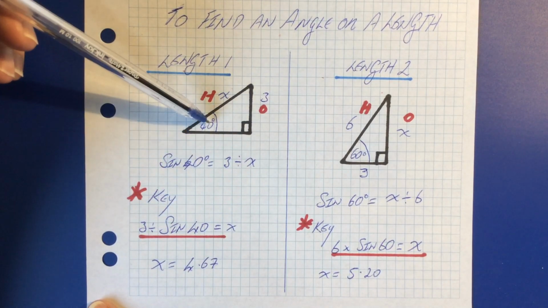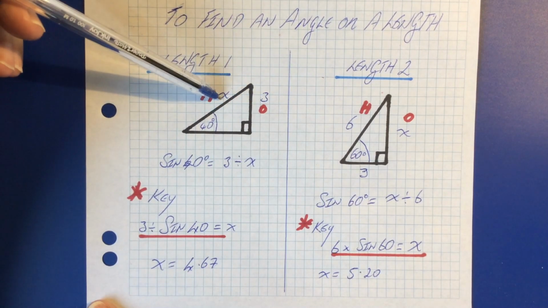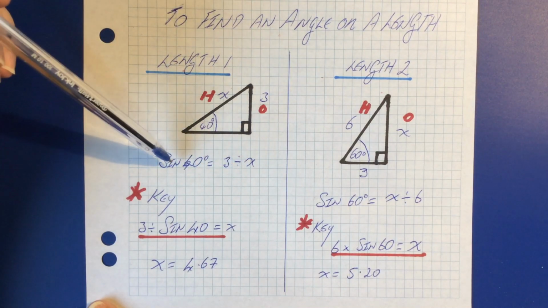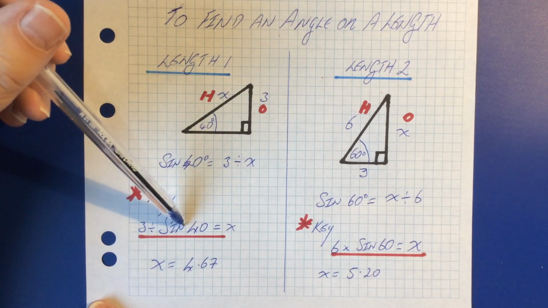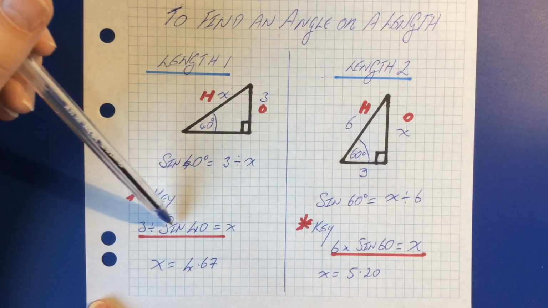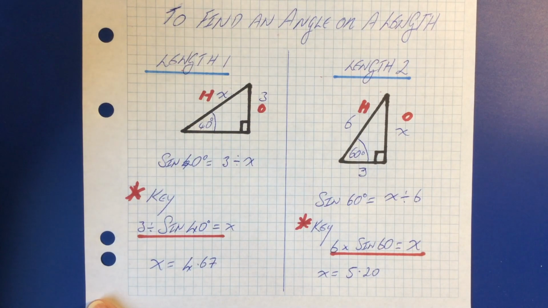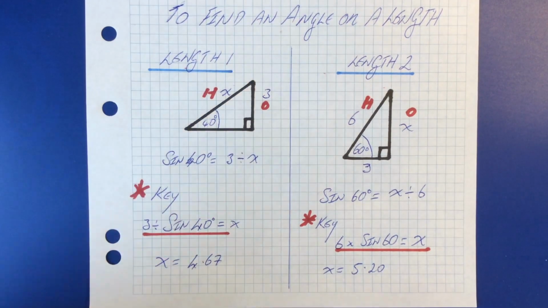The sine of 40 degrees is equal to 3, the opposite, divided by the hypotenuse x. Now, in order to key this into your calculator for a successful result, you need to divide 3 by the sine of 40 degrees. Push equals and you will get x. Let me show you.